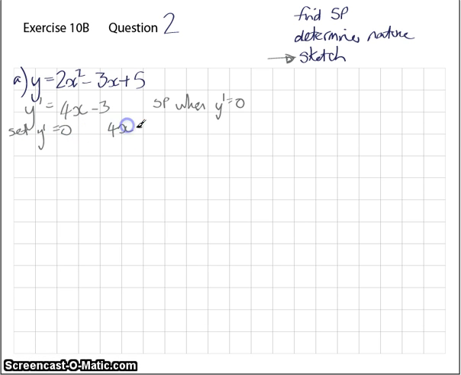I get 4x minus 3 equals 0. So that's at x equal to 3/4. That's where the derivative is equal to 0. That means this is a stationary point.